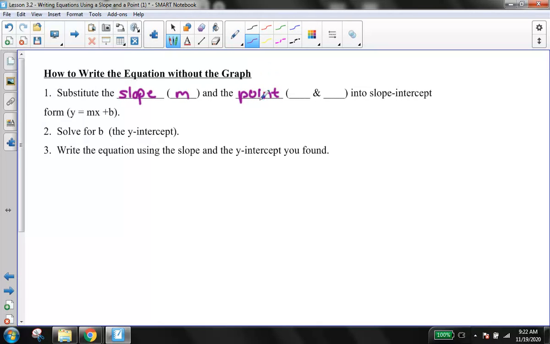If we don't have a graph, I'm going to do the same problem all over again, but I'm going to be using this equation y equals mx plus b to help me out. So I'm going to be substituting the slope m and that point that I originally had, that negative 6, 1, into the equation y equals mx plus b. Then I'm going to be solving for b to find my y-intercept. I still am going to come up with the same exact answer as I did from that previous problem, but I'm going to show you how to do it without the graph.